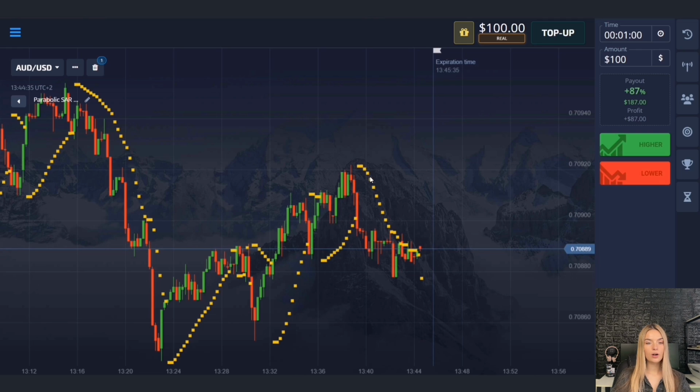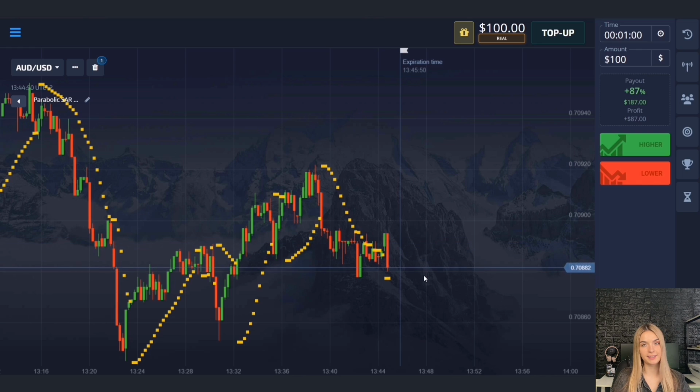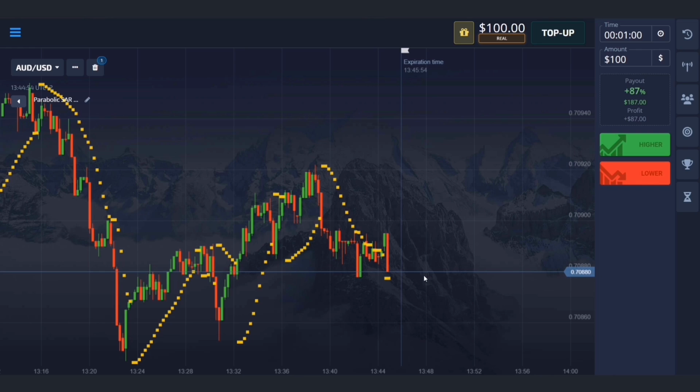Also, of course, do not forget about the support and resistance levels, internal levels, at which the price can also give a reaction. As I said before, all the market situations are different and you have to orient yourself correctly. So guys, let's get started and find the first situation on the market.